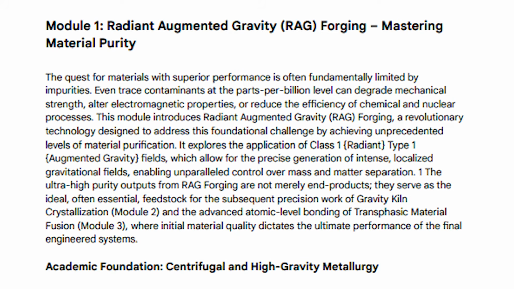The ultra-high purity outputs from RAG forging are not merely end products. They serve as the ideal, often essential feedstock for the subsequent precision work of gravity kiln crystallization, Module 2, and the advanced atomic level bonding of transphasic material fusion, Module 3, where initial material quality dictates the ultimate performance of the final engineered systems.